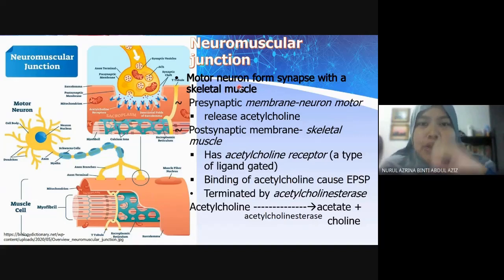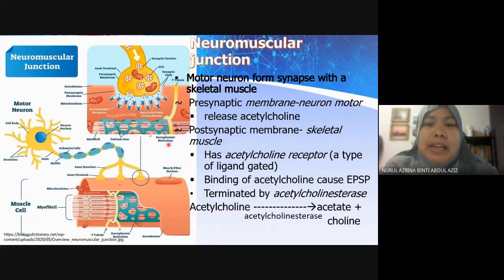Okay, so this motor neuron. The presynaptic membrane is the motor neuron, which is this one. So this is our presynaptic membrane, where it releases acetylcholine. Acetylcholine is one of the neurotransmitters, another type of neurotransmitter. We have learned dopamine, and we have learned acetylcholine, so there are two types of neurotransmitter we have learned. So the presynaptic membrane, the motor neuron, releases the neurotransmitter acetylcholine to the postsynaptic membrane.